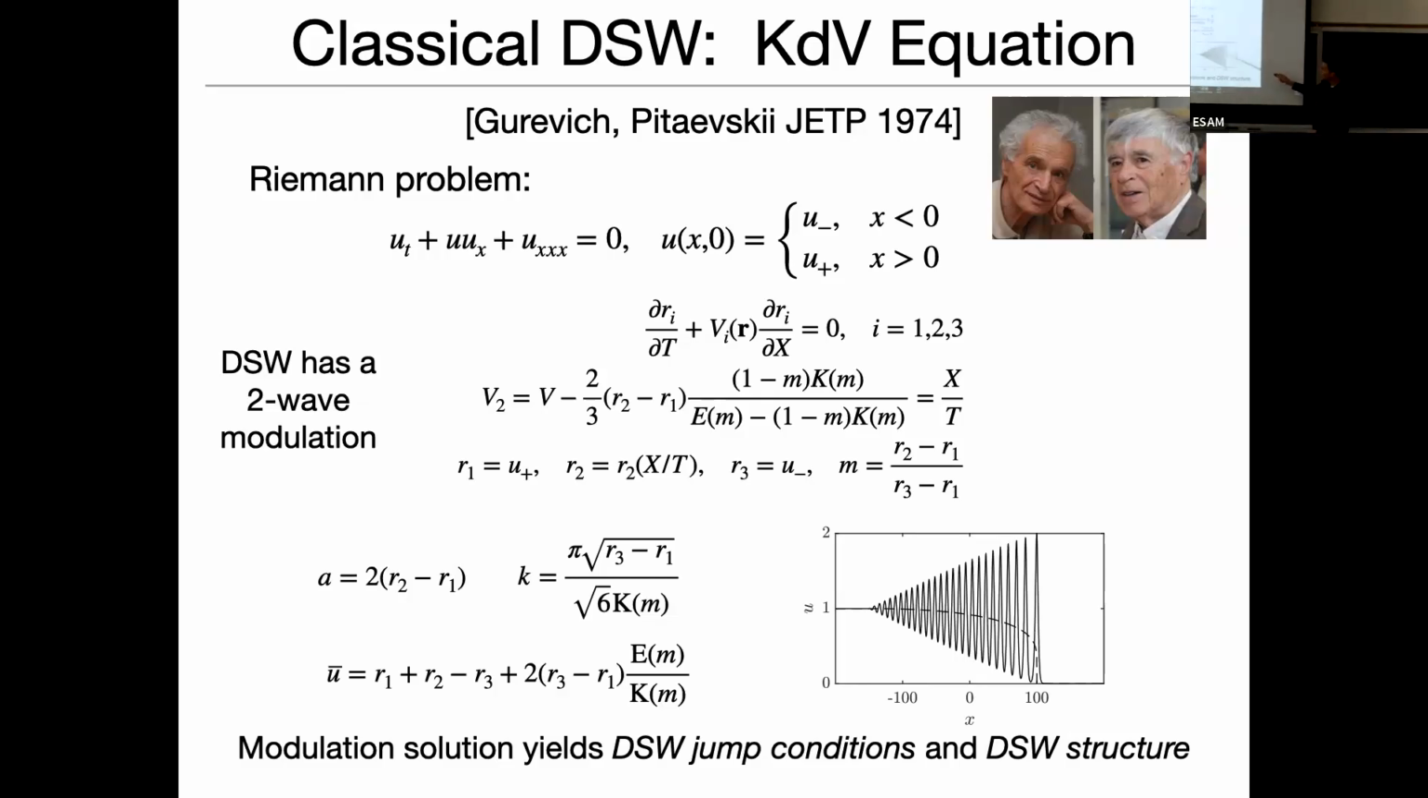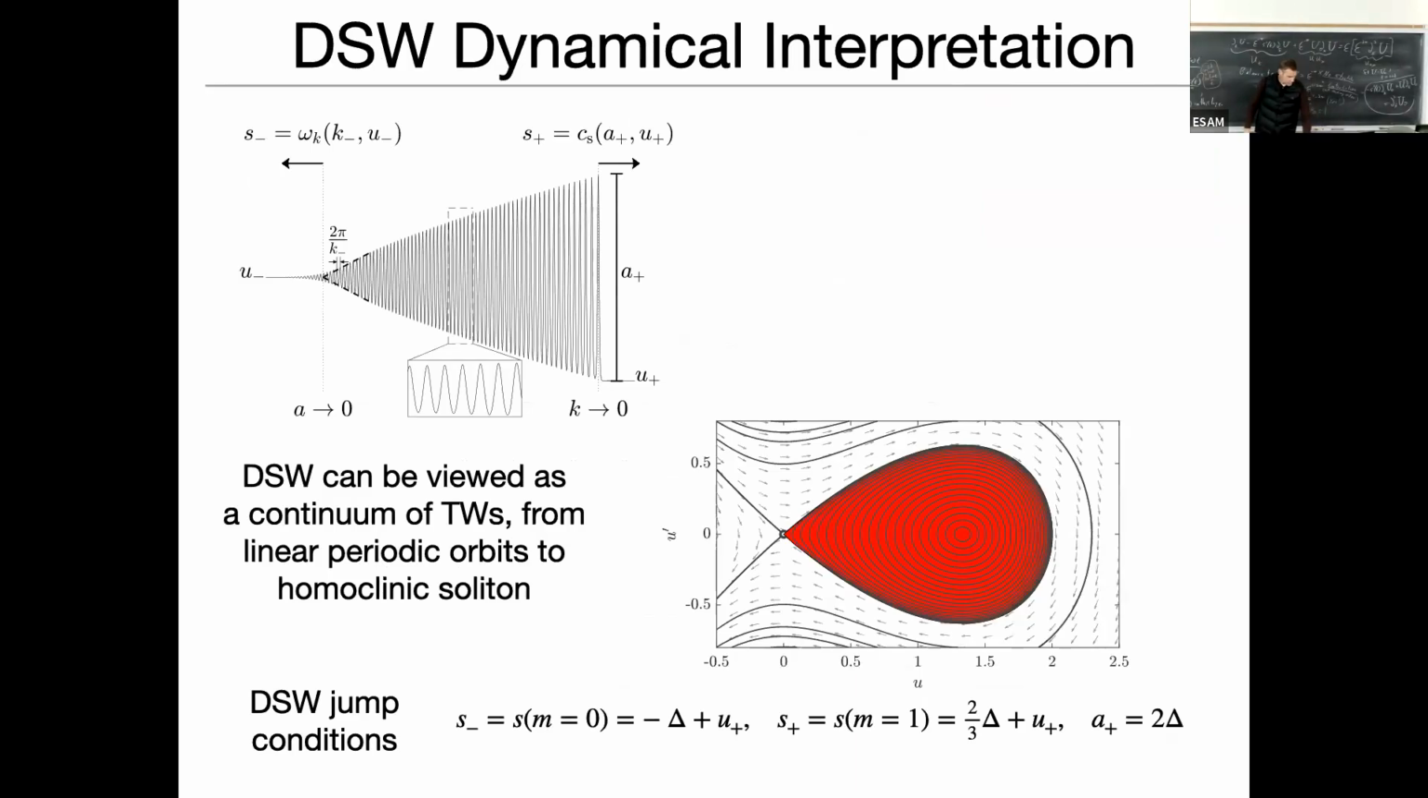Well, their key insight was to look for a self-similar solution known as a simple wave. You only allow one of these Riemann invariants to change. If you do that, then you recover what we call the DSW jump conditions and the DSW structure. So here's the structure. You can see the mean here is changing smoothly. And here's a picture again of what happens.